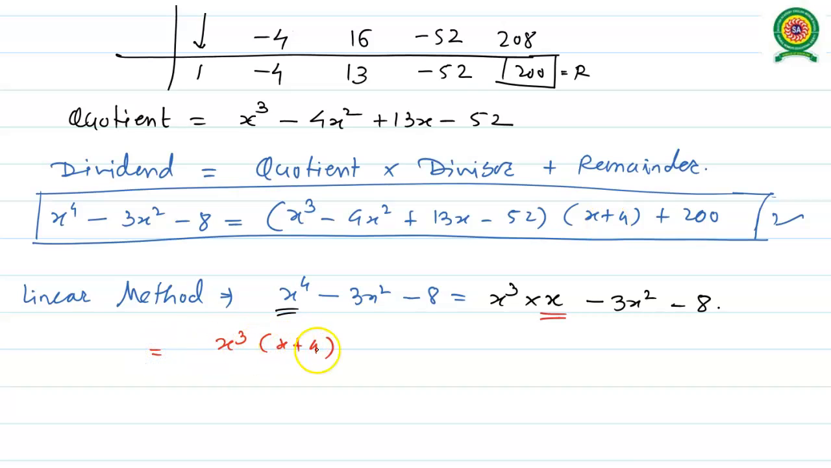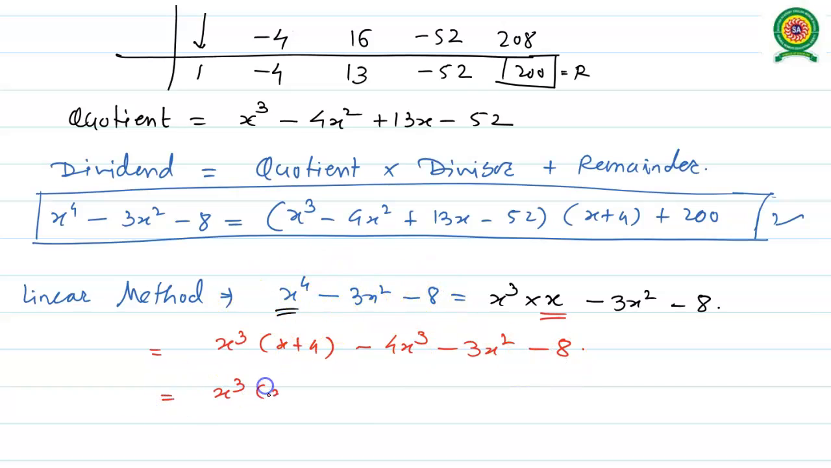Once we distribute this x cube over the bracket, we have x cube into x as x raised to 4, and x cube into 4 as 4x cube. So to cancel out the 4x cube, we make minus 4x cube, minus 3x square, minus 8 as it is. Once we simplify this step, we definitely get our dividend polynomial.